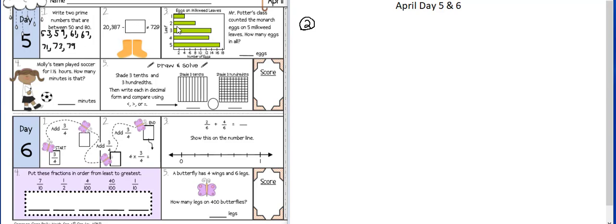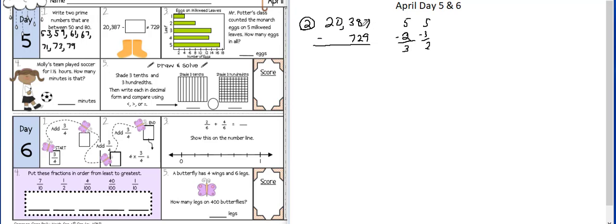All right, number two. So we have 20,387. All right, and we're going to take some number away from that, and it's going to equal 729. Well, just like a basic fact family of like 5 minus something equals 3, we could do 5 minus 3 equals 2, and then we would know that that something could equal 2. It's just a bigger number here. So we're going to subtract the 729, and the answer will give us what's missing.